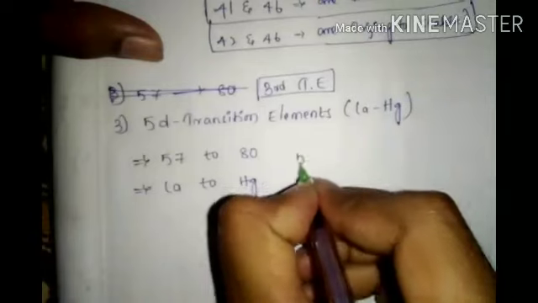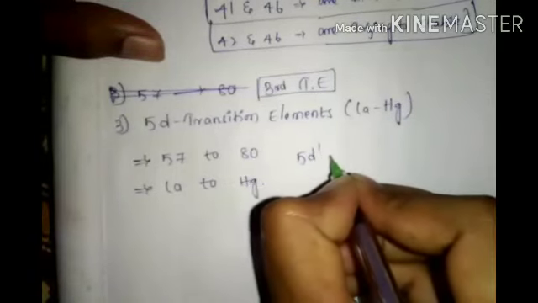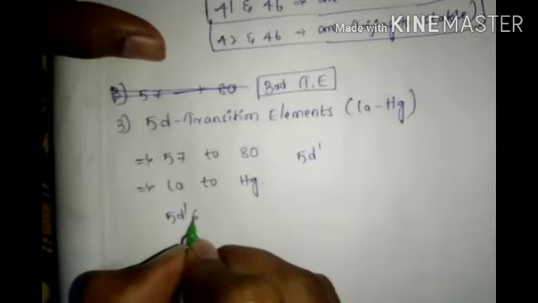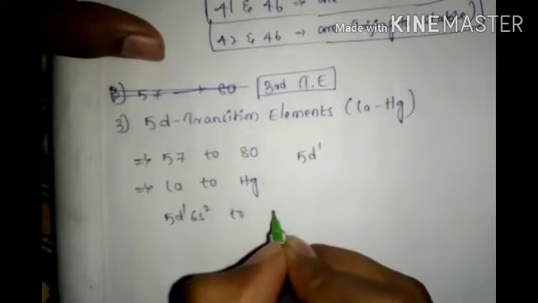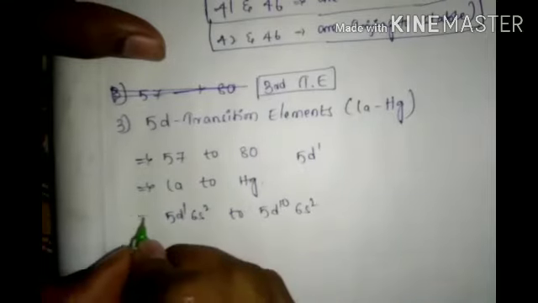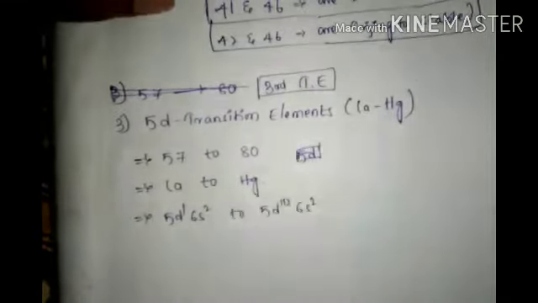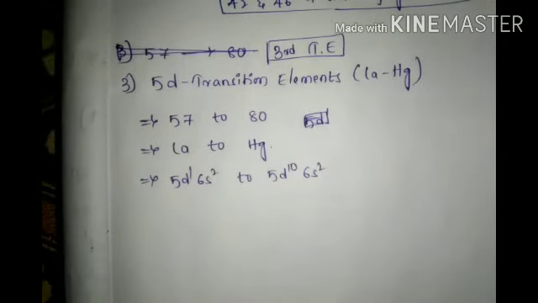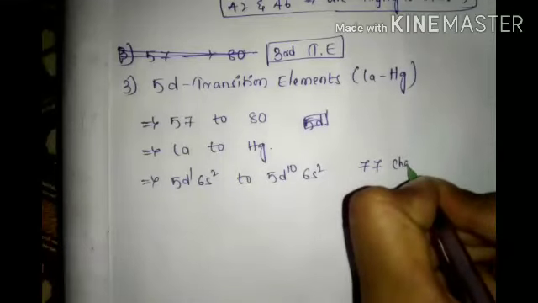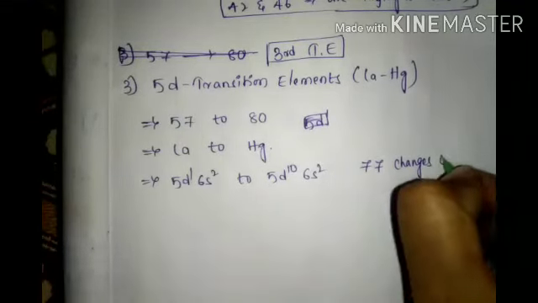It is 5d1 6s2, up to 5d10 6s2. Electronic configuration: 5d1 to 6s2. 5d1, 5d2, 5d3, 5d4, 5d6, 5d7, 5d8, 5d8 missing, that's it. So 77 changes the electronic configuration.